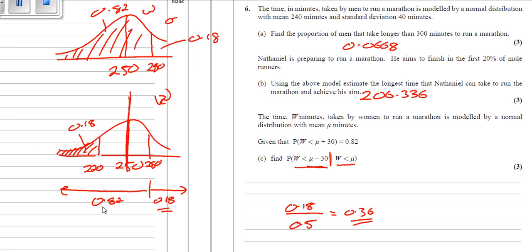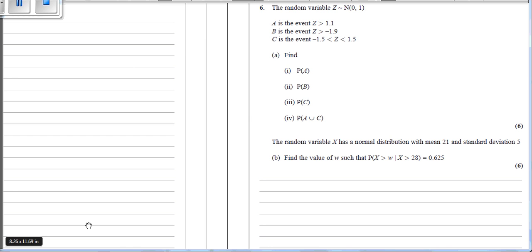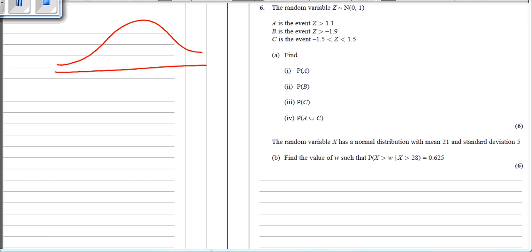So that's the 2016 normal distribution question. Let's have a look at the 2015 normal distribution question. Okay, so we've got this here, and let's do a diagram. Because we're told that it's a Z curve, we're going to start off at 0. So we've got to find the probability that it's greater than 1.1, which is going to be this here.